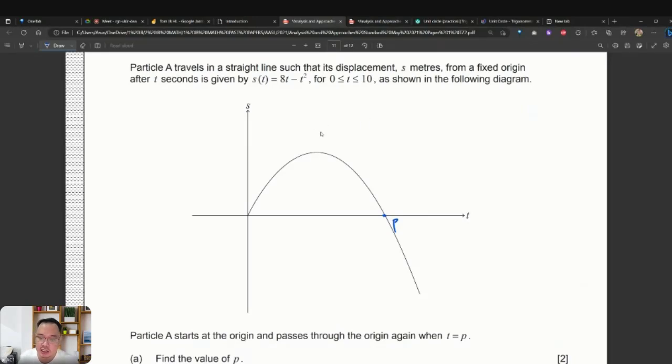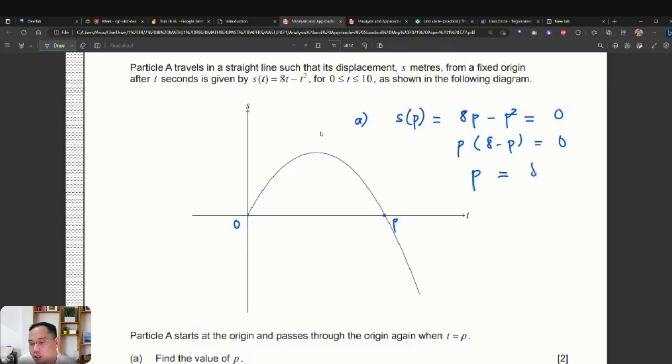That is when the distance s is 0. So just let this function be 0 again. S at p is 8p minus p squared equals 0. Simplify this, making p a common factor: p times (8 minus p) equals 0. And of course, we cannot choose p at 0, the starting time. We have to choose p equal to 8. So at 8 seconds, the particle returns to the origin again. Okay? Very simple, 2 points, 2 grades.